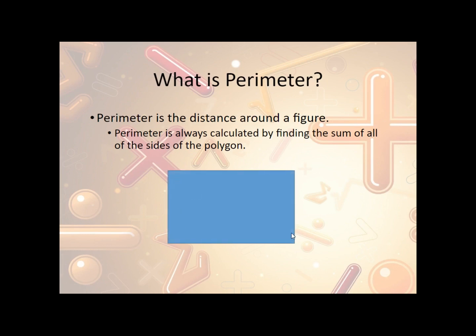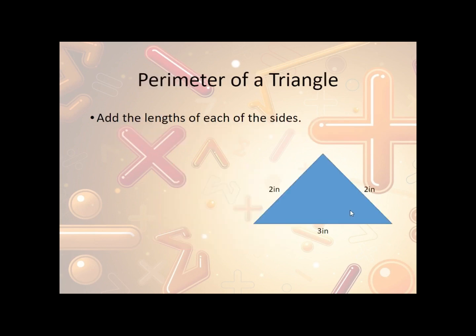So for instance, we have a rectangle here. We add up this side, plus this side, plus this side, plus this side. So we'd add up the lengths of all of these, and that forms our perimeter. So here's an example. We have a triangle here. Each of these two sides are 2, and this one is 3. So we add the lengths. So 2 plus 2 plus 3, and we get 7.